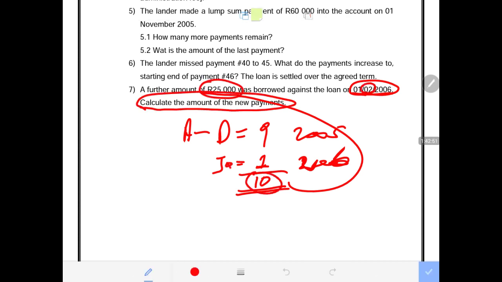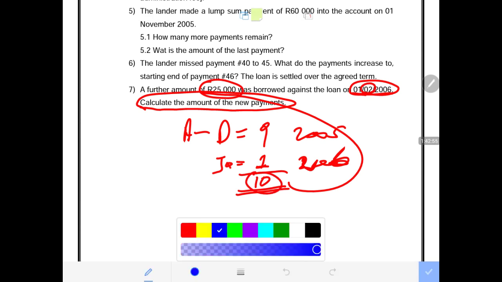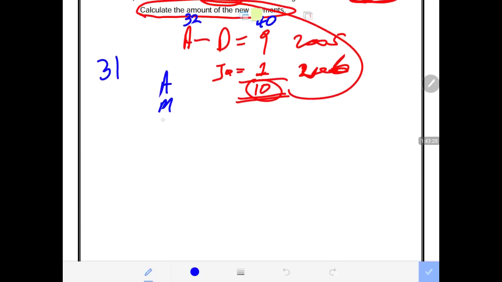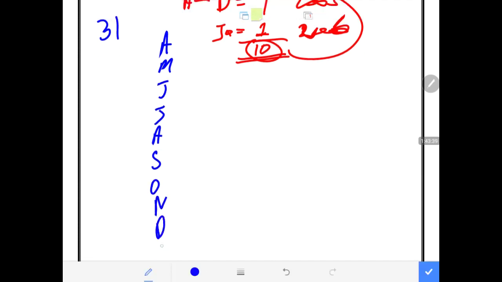I want to highlight the fact that, remember guys, we previously made 31 payments in the old annuity. Now, the month of April was the 32nd payment, and the month of December was the 40th payment. We know December was the 40th payment, 32, 33, 34, up to 40. So January is the 41st payment. Let me just verify that it's the 41st payment: April, May, June, July, August, September, October, November, December, January.